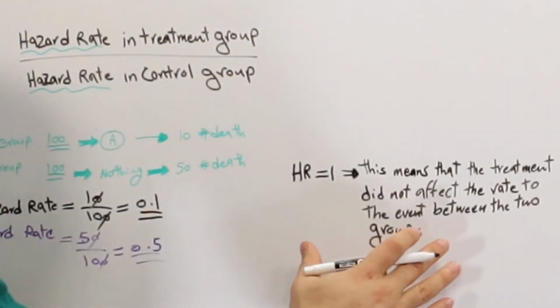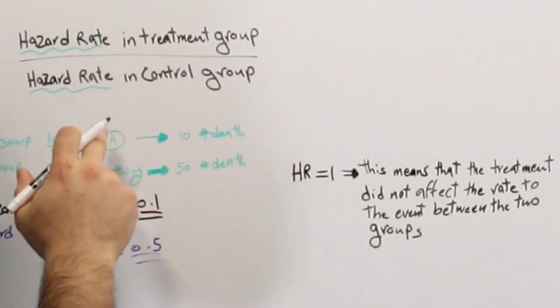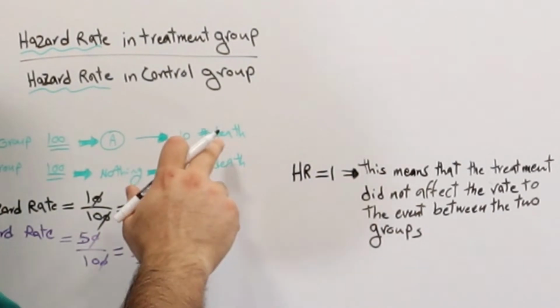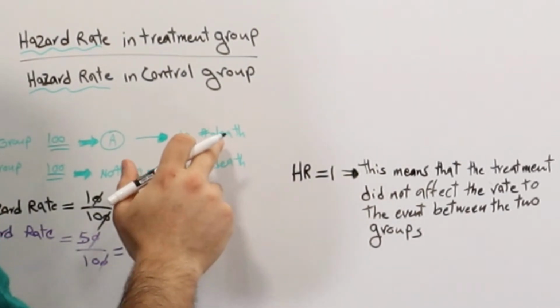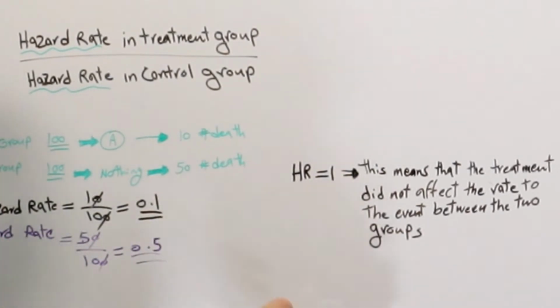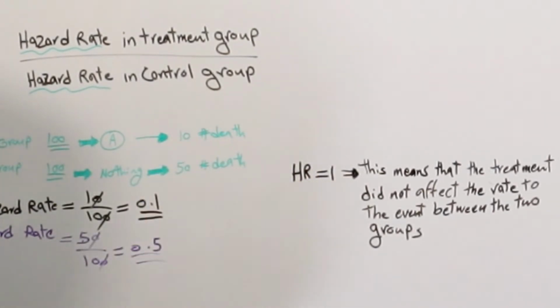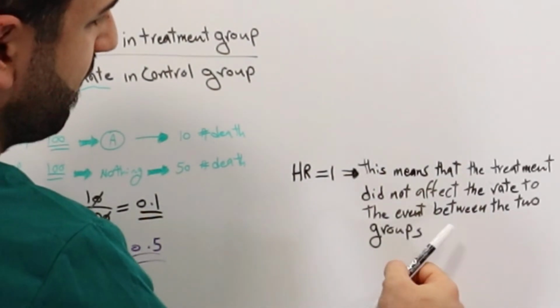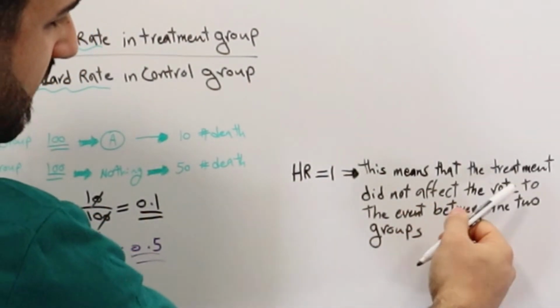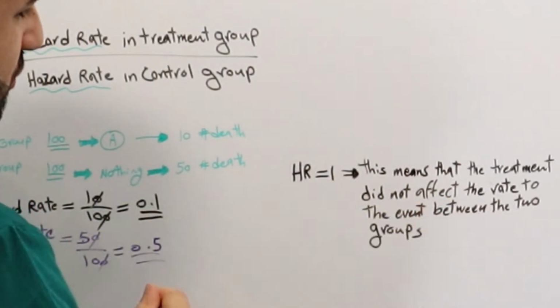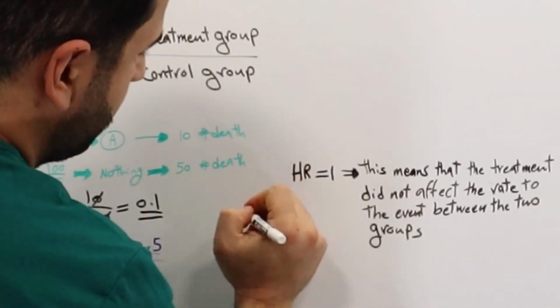So what this means basically, when the treatment group took their medication, it didn't really have any effect in terms of the number of people who died. So we had the same equal number of people who died in the treatment group and in the control group when hazard ratio is equal to 1. So it did not affect the rate of death, the rate to the event, which in the example that I gave was death, between the 2 groups. So this is the first conclusion.